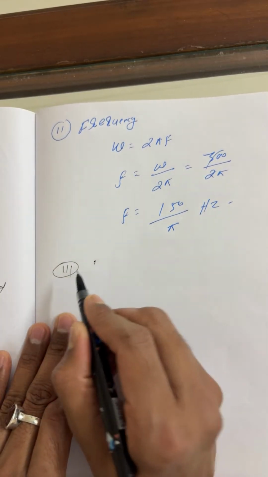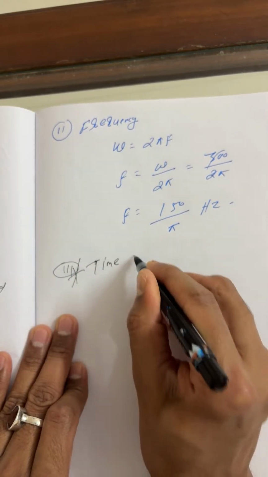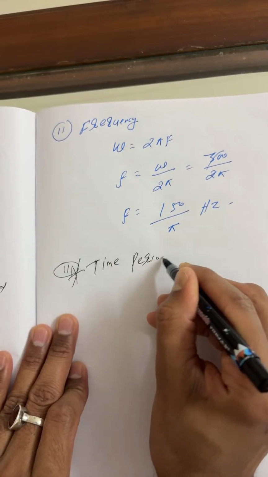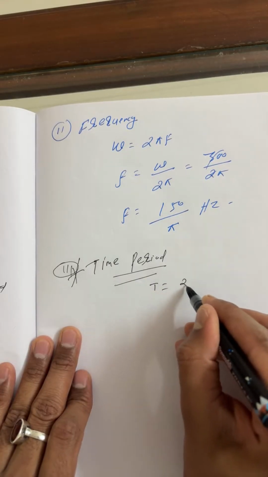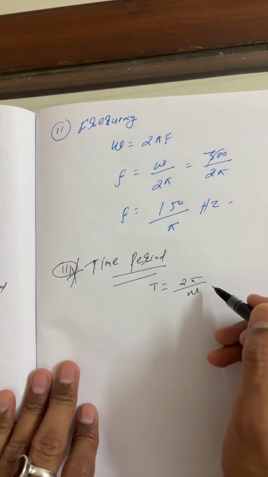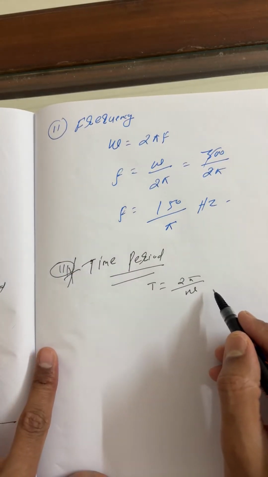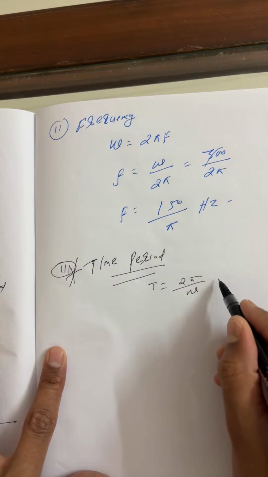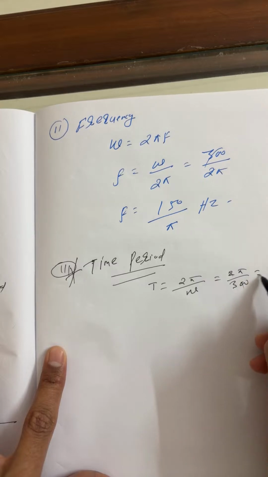Then third one, what we have to find? Time period. I hope all of you remember the answer here. Time period is nothing but 2 pi by omega. Omega here is 300. So you can write 2 pi by 300, cancel, pi by 150 second.